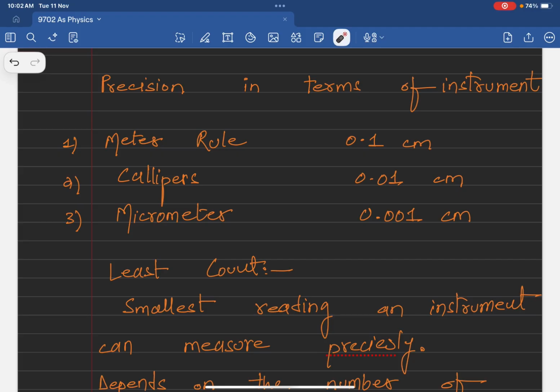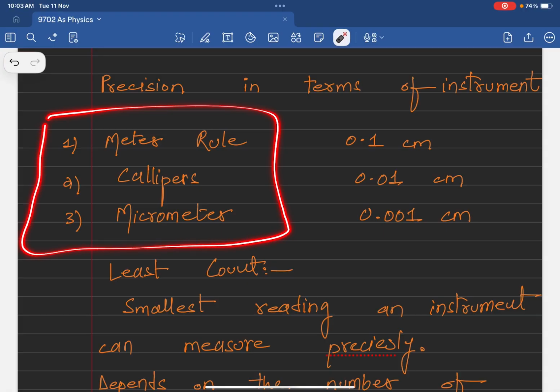Every instrument has some limitations. I am not saying that if a quantity is smaller than 0.1 centimeters, you cannot measure it with the meter rule. You can measure it with the meter rule, but the second and third digits are not precise. Your reading will have some error, and we have to calculate the magnitude of that error by using uncertainty. The same applies to the calipers and to the micrometer. So that is the precision of an instrument.